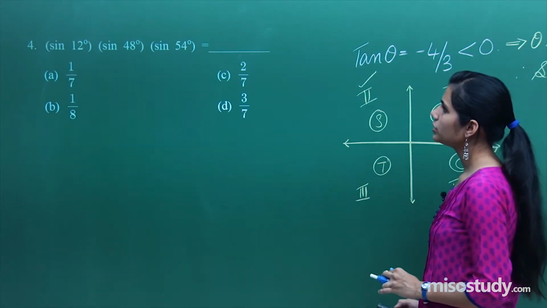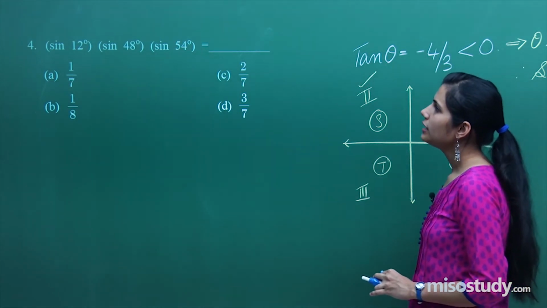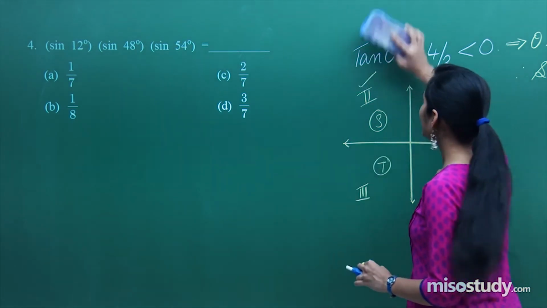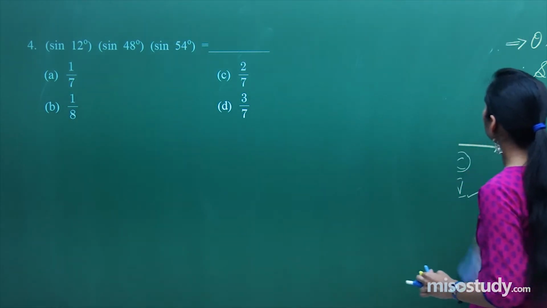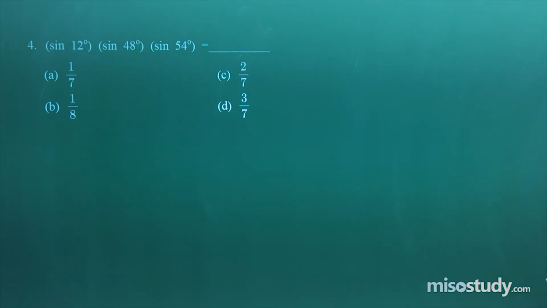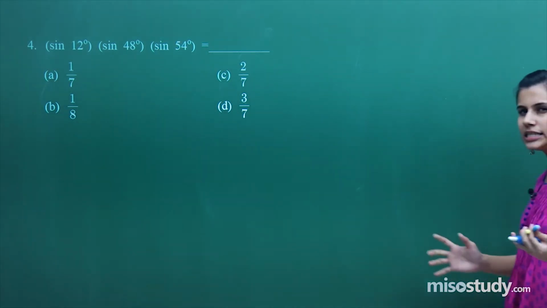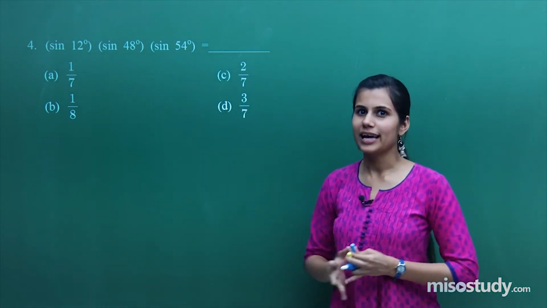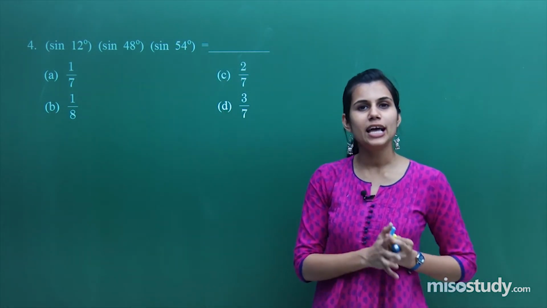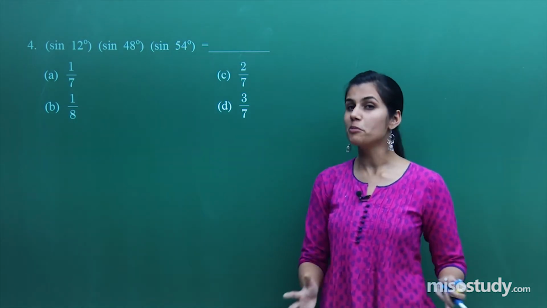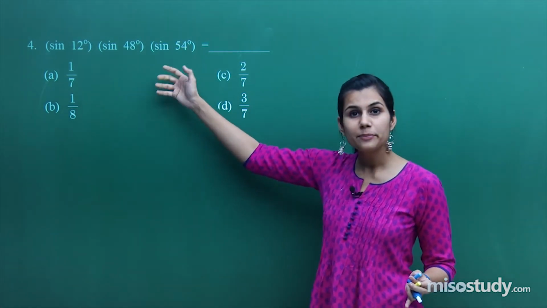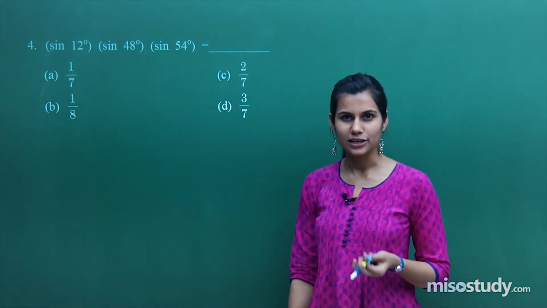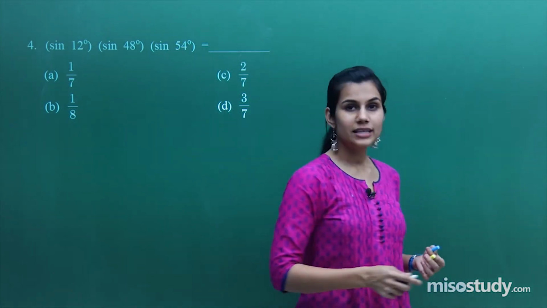Moving to the fourth question, we are given sine 12, sine 48, sine 54. Give me the answer. Again, you can see the angles involved are not basic angles, right? Not 0, 45, 30, 60, 90. I personally call them good looking angles. So they are not so good looking angles. Let's see how, with the help of trigonometric identities and all the formulas that we have, we can convert them somehow into the basic good looking angles and then plug in the values to get our result. So we have sine 12, sine 48.